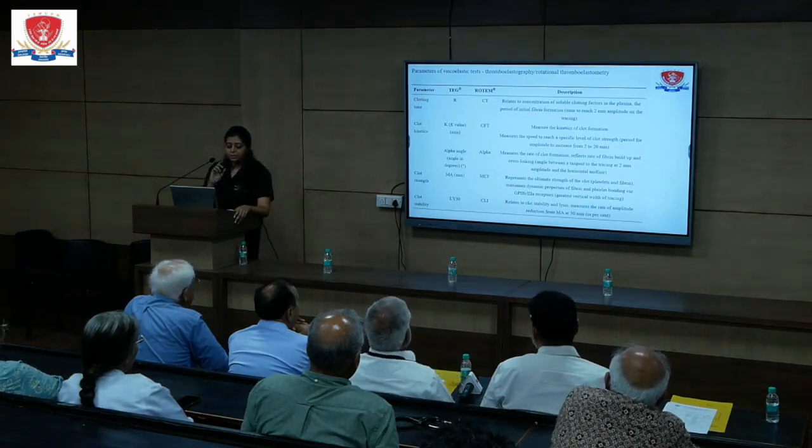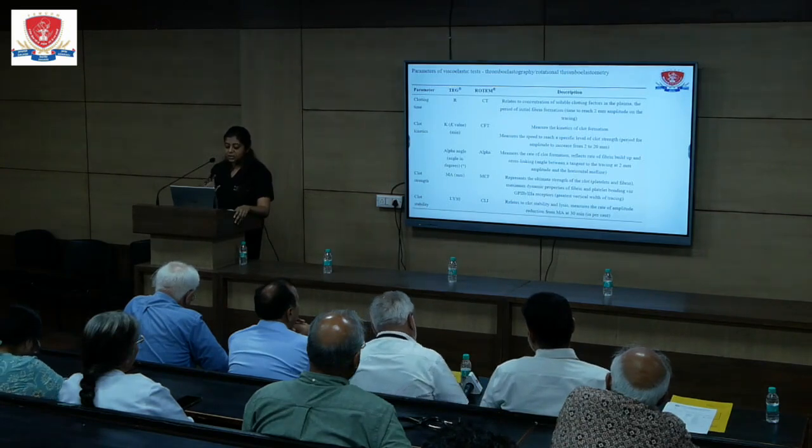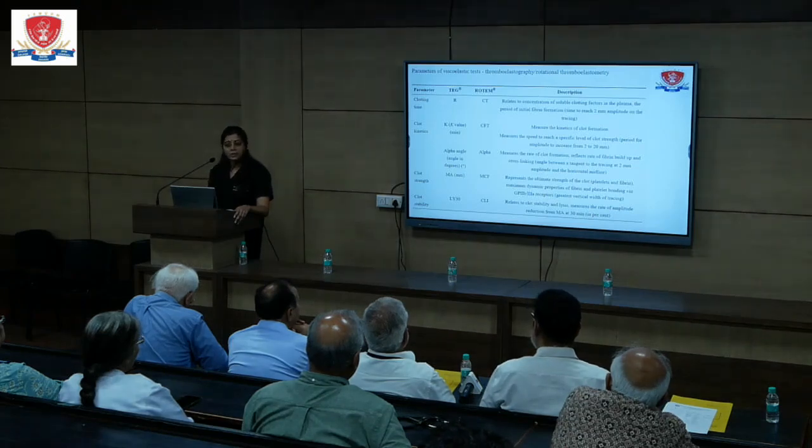MA refers to the maximum amplitude or maximum clot formation. It is the clot strength. It represents the ultimate strength of the clot, which is platelets and fibrin, the maximum dynamic properties of fibrin and platelets bonding via GP2b/3a receptors. So the normal value is 50 to 75 mm. Any decrease in the value indicates a decrease in platelet count. So the treatment for this will be platelet transfusion.